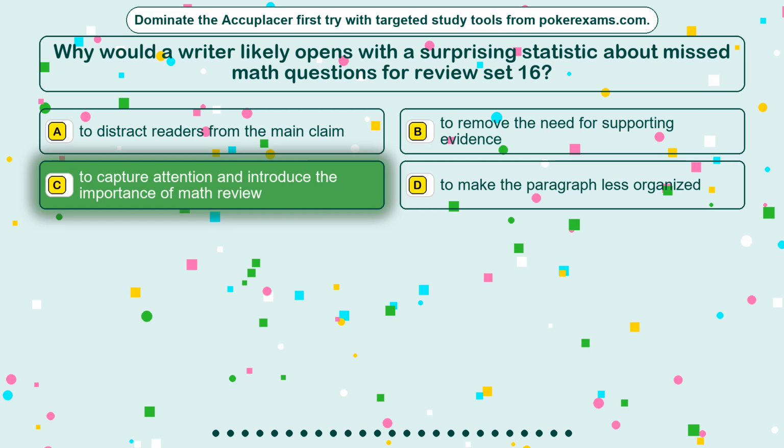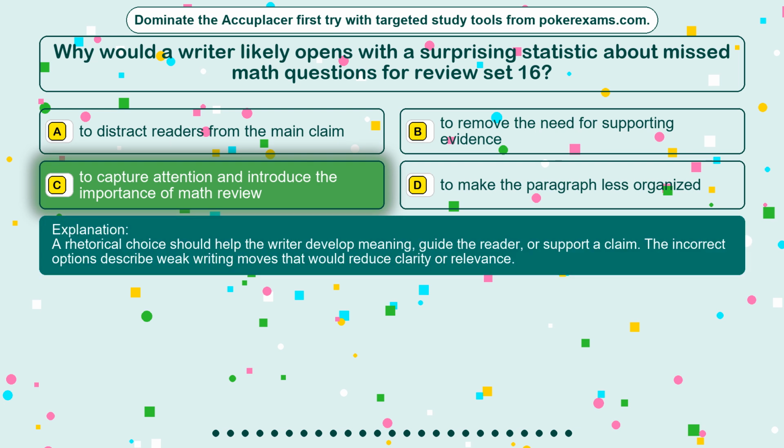The correct answer is option C, to capture attention and introduce the importance of math review. A rhetorical choice should help the writer develop meaning, guide the reader, or support a claim. The incorrect options describe weak writing moves that would reduce clarity or relevance.